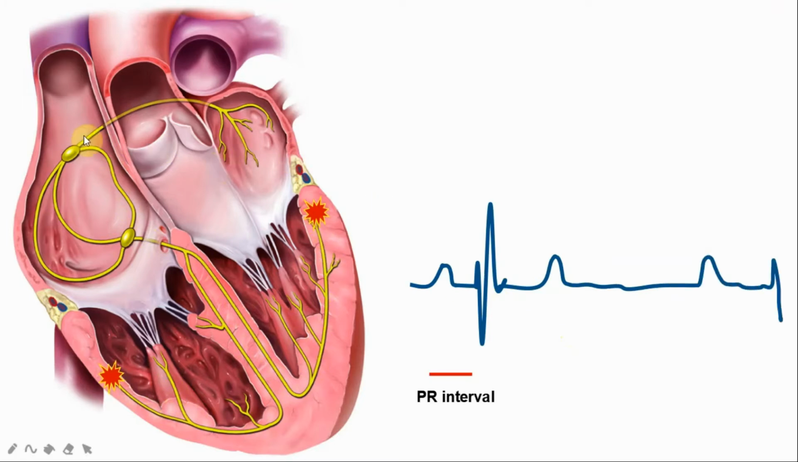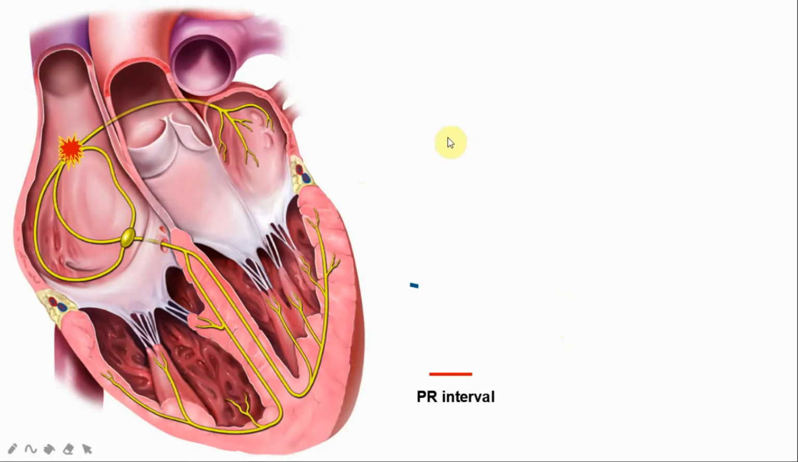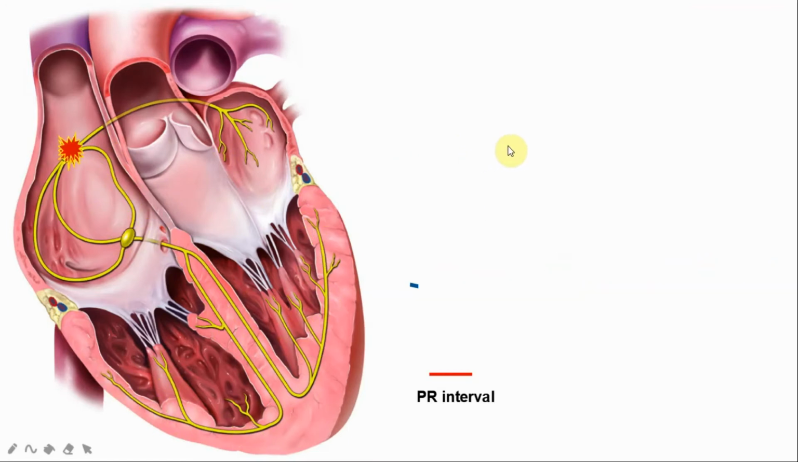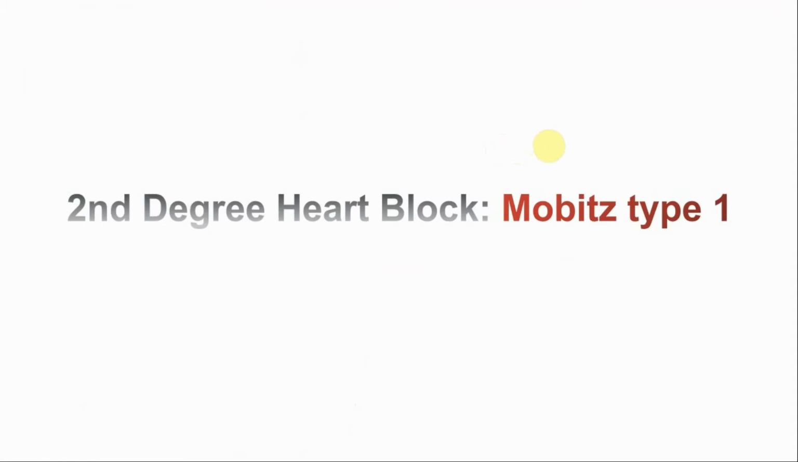Absolutely fantastic. So that is a normal ECG, and if you can understand this, you will be able to understand the second degree heart block as well. Right, so let's show you the second degree heart block. As we have mentioned, there are two types of second degree heart block, Mobitz type 1 and Mobitz type 2. At first, I'm going to show you Mobitz type 1.